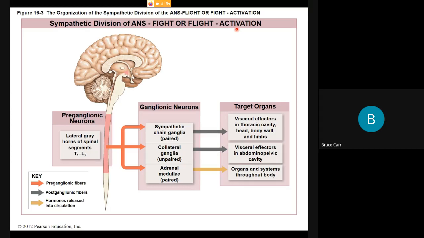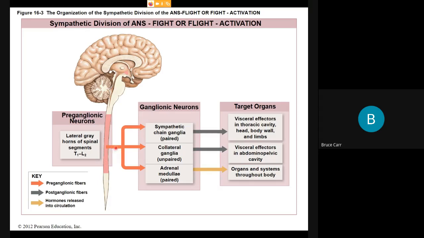We call it fight or flight, when you're going to be using your strength, your speed, your endurance in an ultimate effort to preserve your life. Now, we notice something special about this division of the autonomic nervous system. First of all, its connections. It starts at the T1. It ends at the L2.